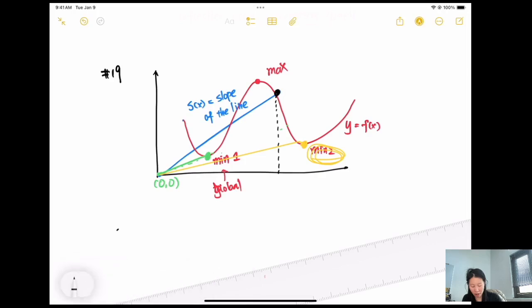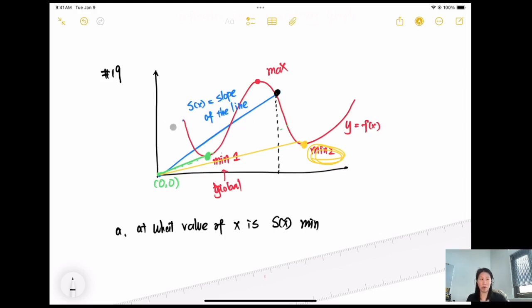So A asks you at what value of x is the slope minimum. So it should be the yellow point, which from the graph is approximately 7, 8, between 8 and 7. So you can say 8.7 or 8, either way works. No, it's not 8.2, it's closer to 8, but not really 8.